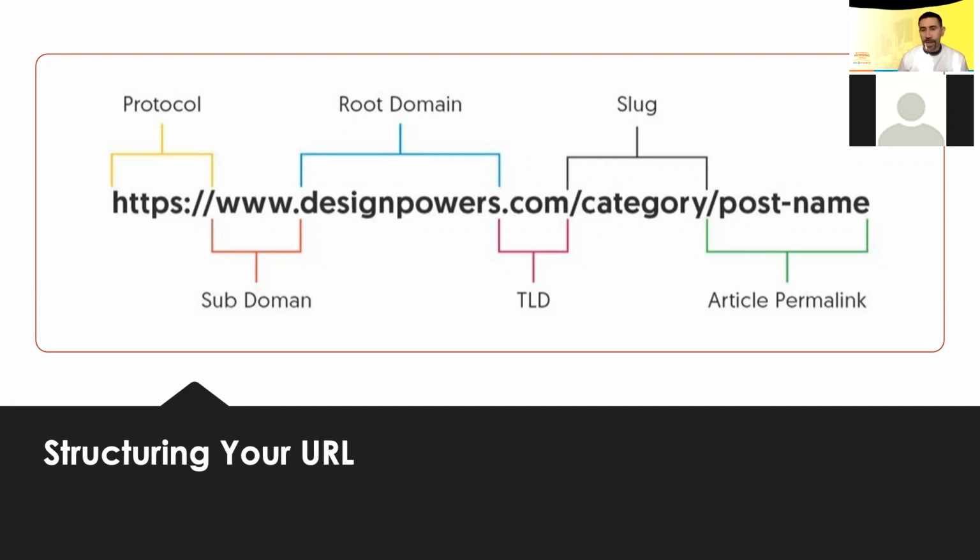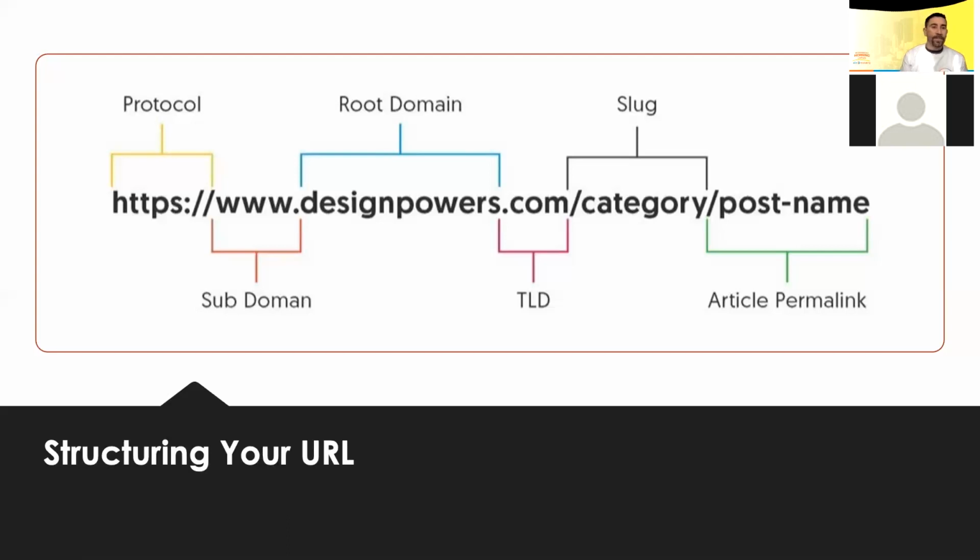So the first part is your protocol. Protocol is usually the HTTP or the HTTPS. The S stands for secure. And nowadays with Google and other search engines, they are penalizing you if your website is not secure. So make sure if you don't have an SSL certificate, put an SSL certificate so you can get that S at the end of your protocol. So HTTPS.